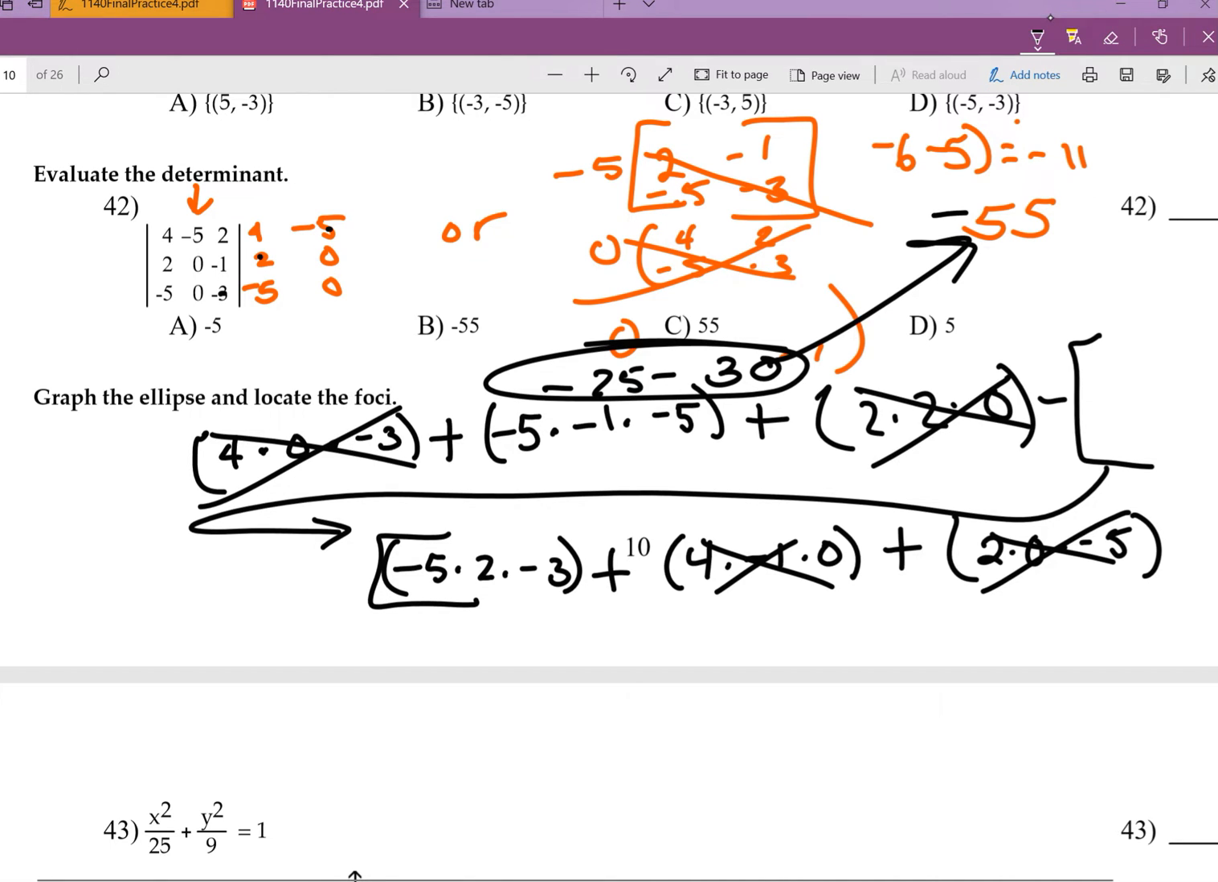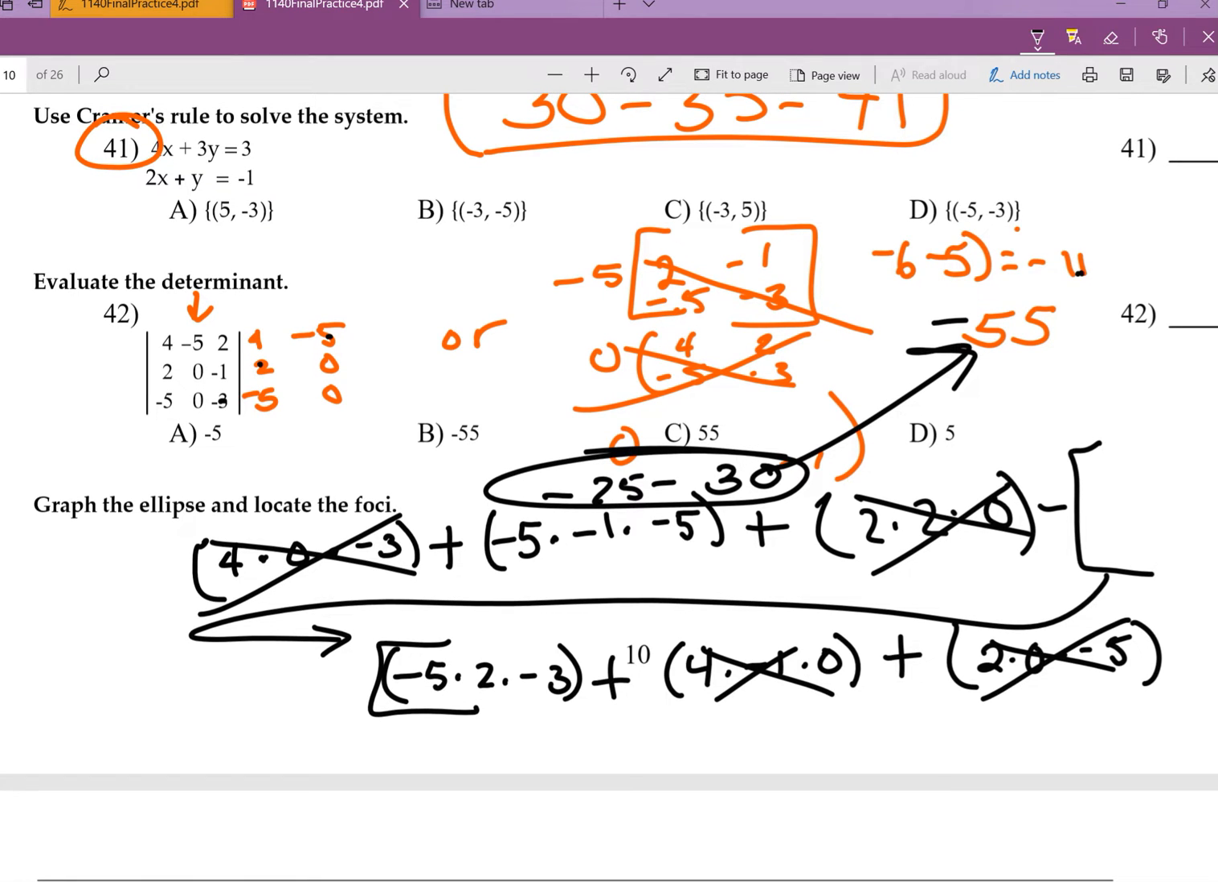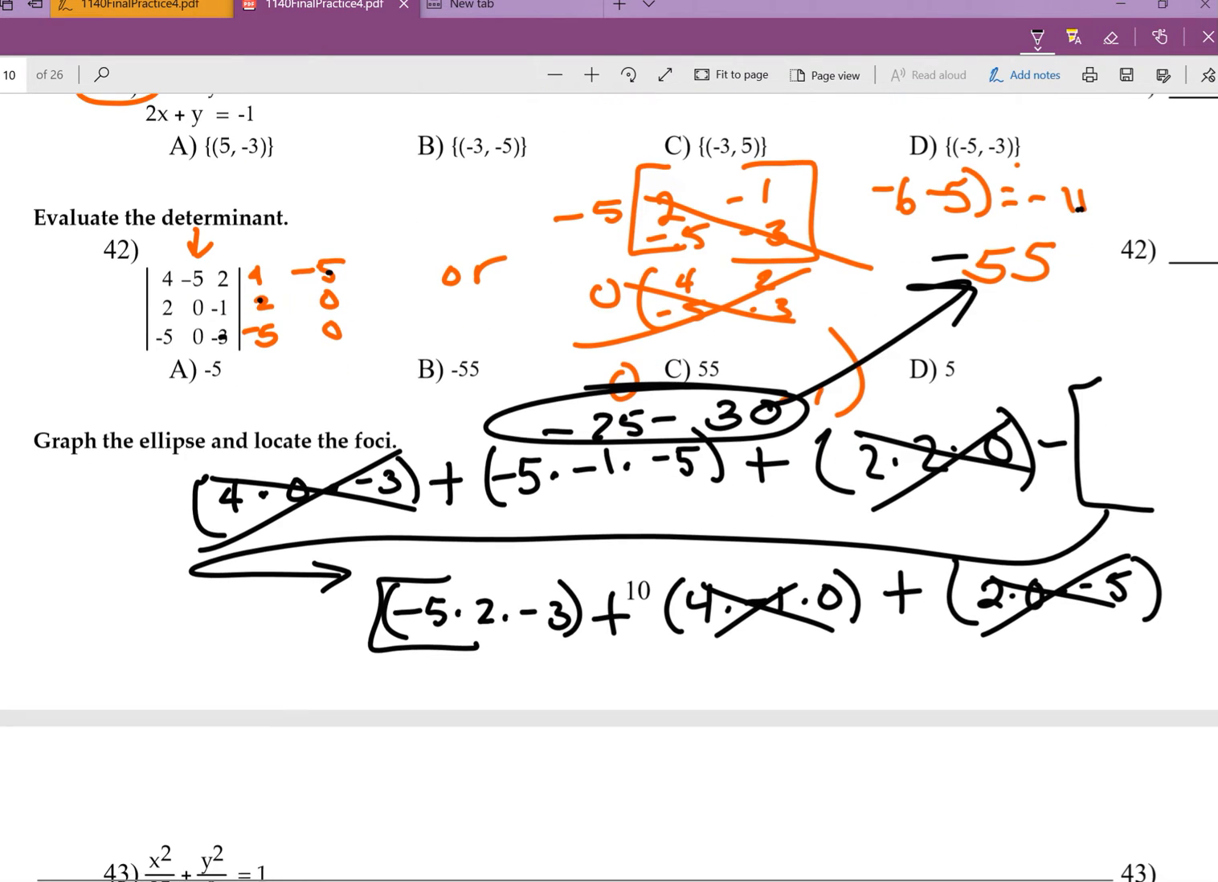Which I believe we got the same thing up here, no? This is negative 11. And we said we're going to use 5, negative 5. So this is negative 6 minus 5, that's negative 11. If you multiply these, you get a positive 55, but when you work it out, you actually get a negative 55. So it should be B, negative 55.